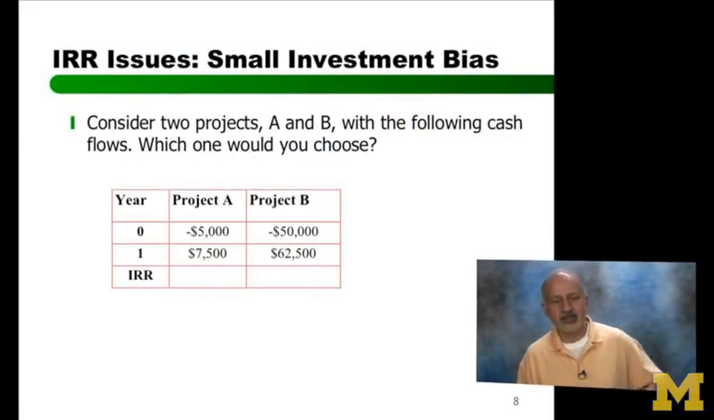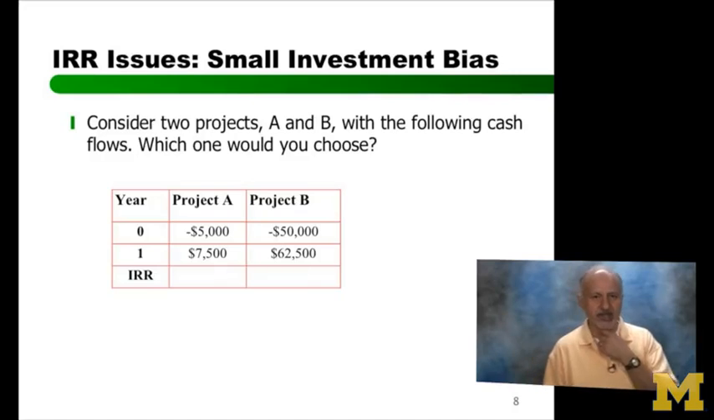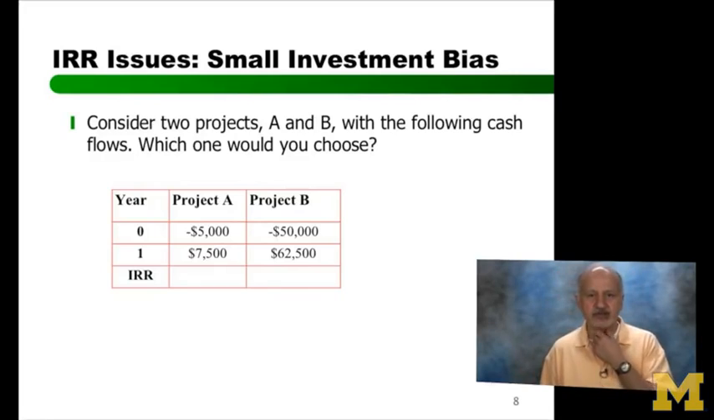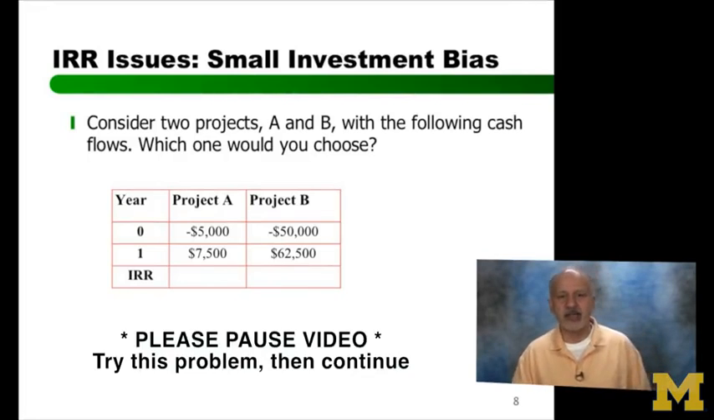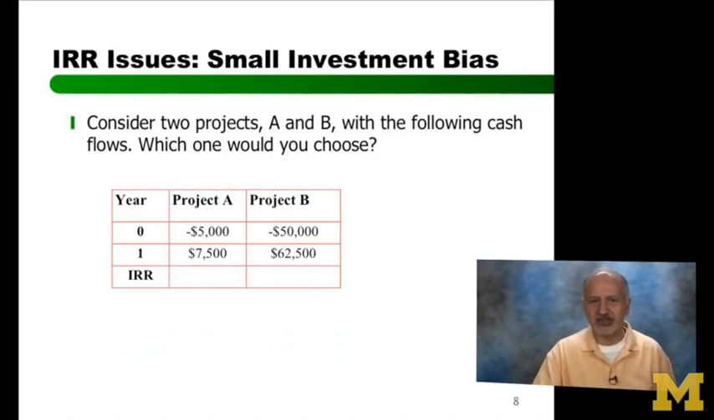Again, using some numbers, I'm going to show you, this is a simpler example, and we don't even need Excel, but it's very important. So project A, project B, their lives are the same. What are the cash flows? Minus 5,000, 7,500. And the second project is minus 50,000, 62,500. Which one would you choose? So the IRR example, let's do. And I'm not going to use a calculator or an Excel. Because you can't calculate this in your head.